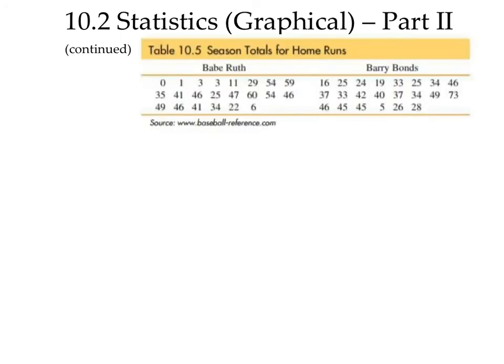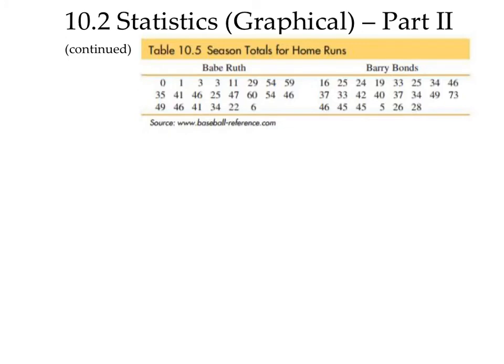Sometimes we can compare two sets of data that are related by viewing them simultaneously using what's called a back-to-back stem plot. Table 10.5 lists season totals of home runs for both Babe Ruth and Barry Bonds. We're going to put the two together in a side-by-side stem plot.